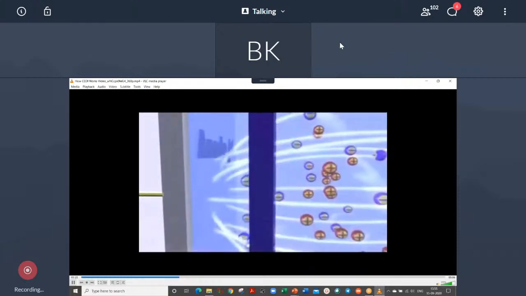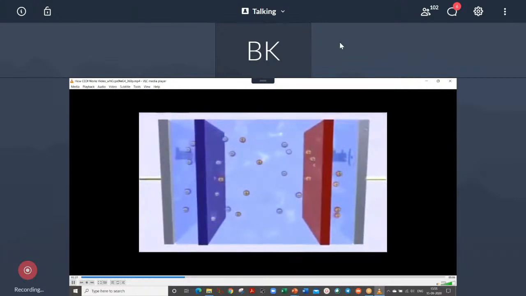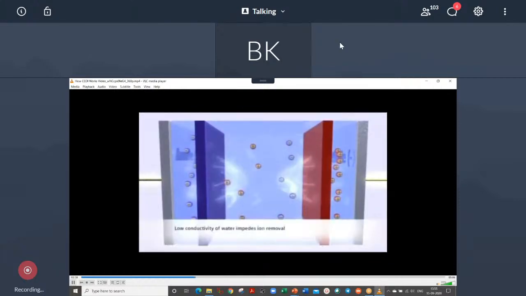This configuration of membranes and electrodes forms the framework of a CEDI module. This process is limited, however, by the slow speed at which ions move through water. In effect, the low conductivity of water impedes ion removal. In other words, as the product compartment water becomes more and more pure, the electrical resistance of this water increases and counters the effect of the electrical field.